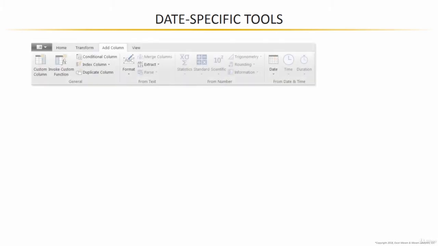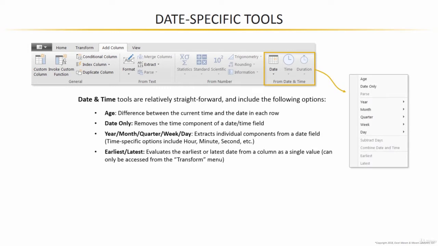All right, let's move on to date-specific tools. Looking at the Add Column menu in our query editor, we'll see those date and time tools grouped here on the right. And these are actually pretty straightforward. We've got a few options here. One of the more interesting ones right at the top of the list is the age option. And that actually automatically calculates the difference between the current time based on the today or now function and the actual date in each row.